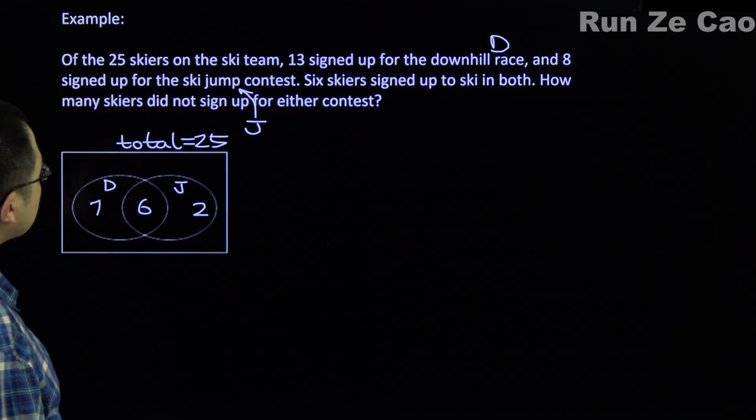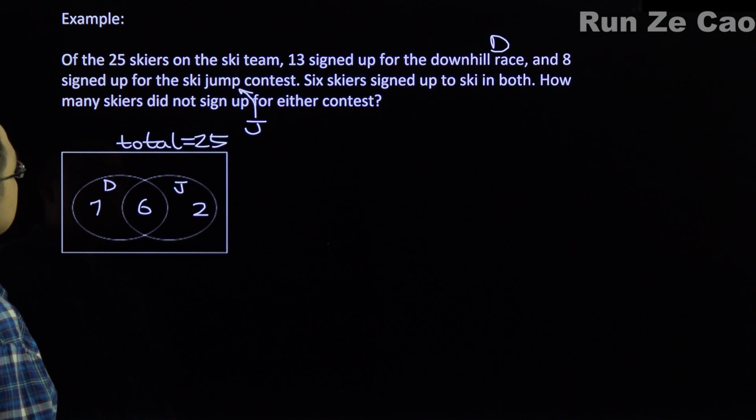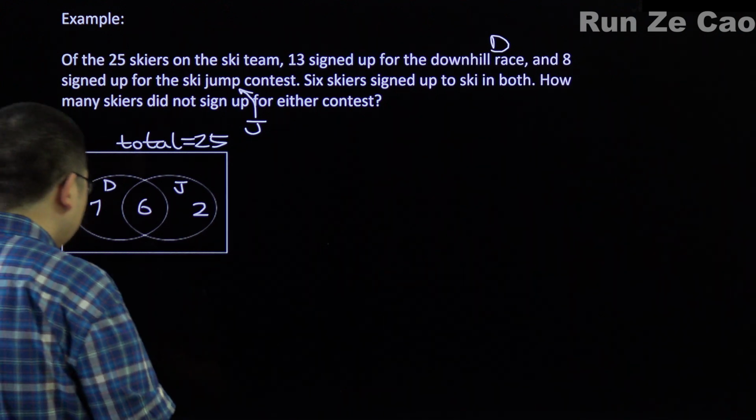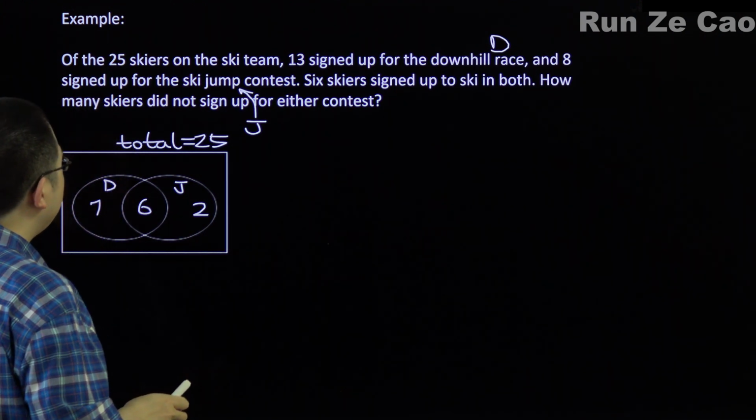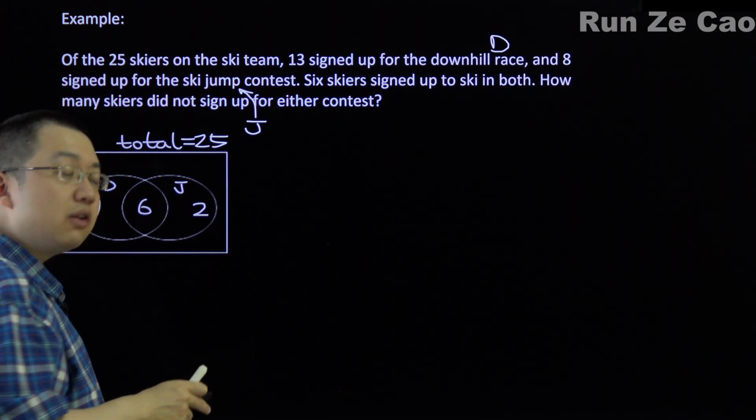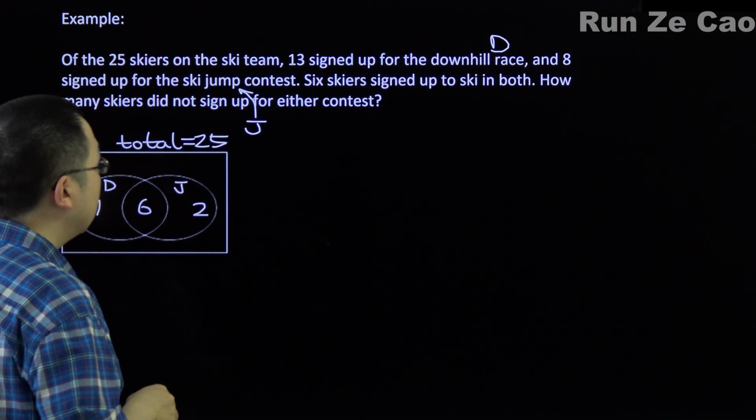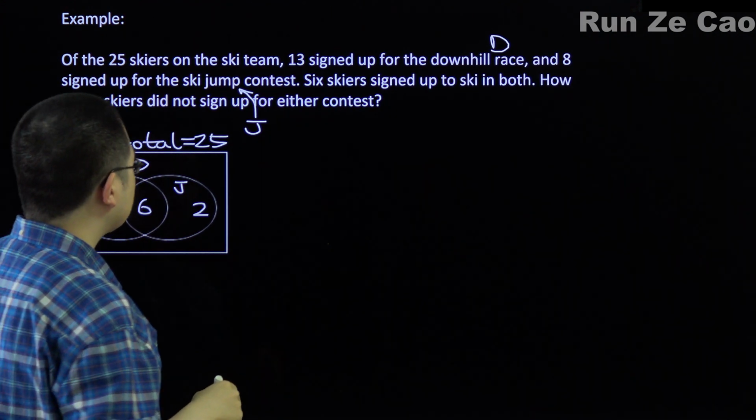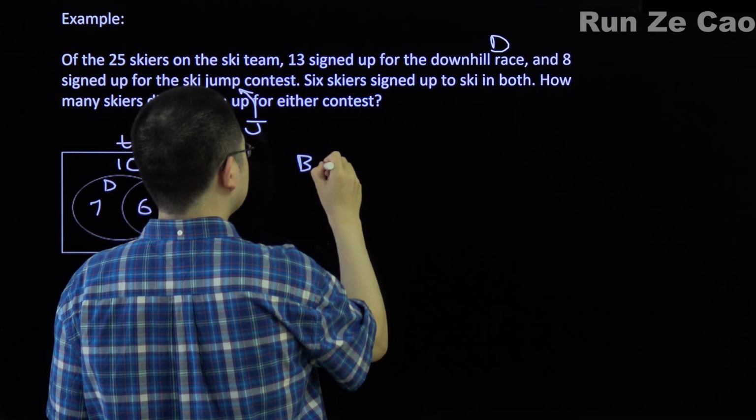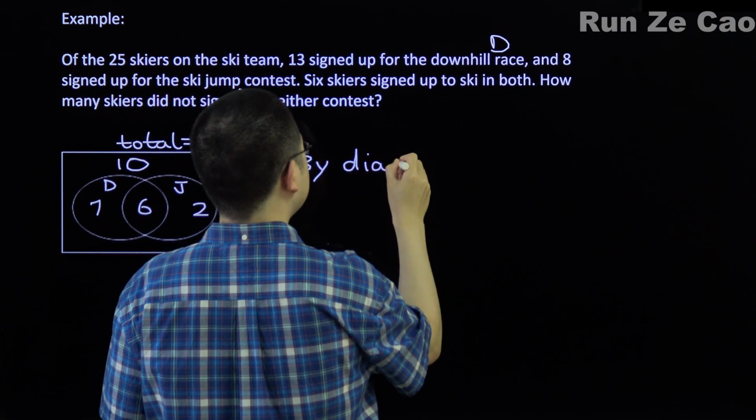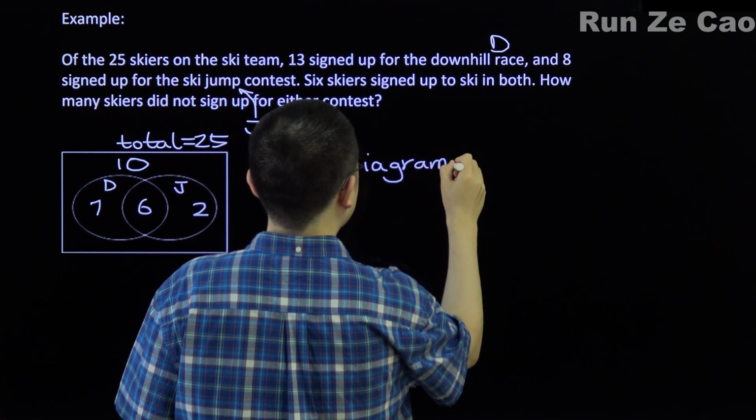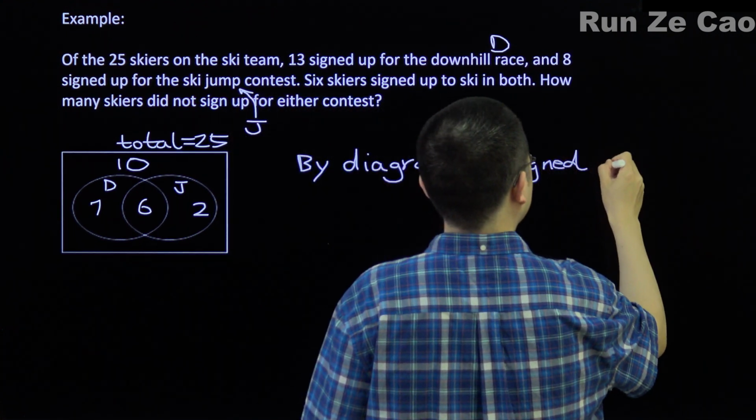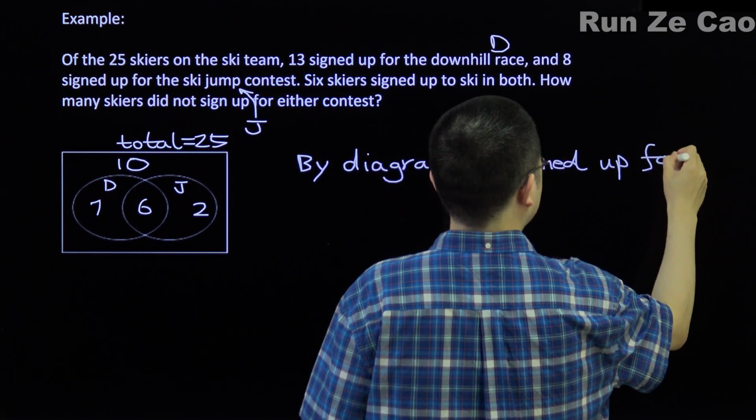How many skiers did not sign up for either contest? Well then, you have 7, 6, and 2. So that's a total of 15 people who signed up in one or both contests. Therefore, there must be 10 people outside who signed up for neither contest. By diagram, 10 signed up for neither.